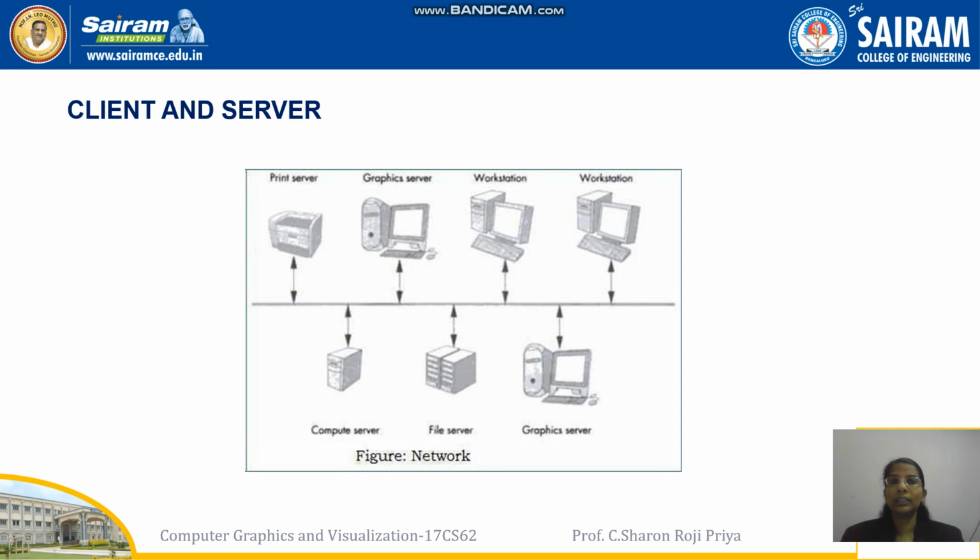And next we can discuss the client-server architecture in graphics. You all know what a client and server are. A client requests some service and the server does the service. So here the various graphic servers, like file server and print server, are distributed across the network. If the client needs any service, it can request the server and it will be serviced by the server.